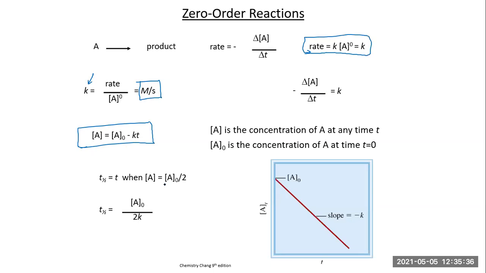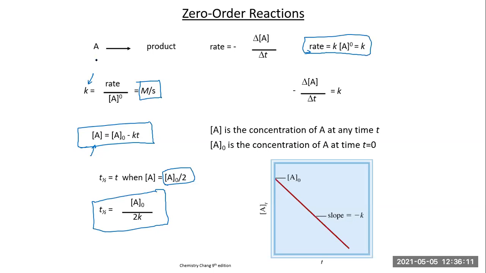Putting in the initial divided by 2 for A and doing some solving for t gets us our half-life here, where the initial concentration divided by 2k is equal to the half-life. So here, the initial concentration plays a role as well in terms of the half-life. And that's exactly what we see with second order, but again, we don't see that with our first order.